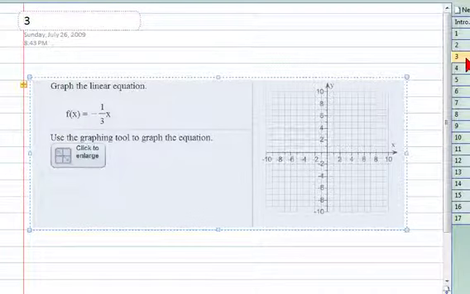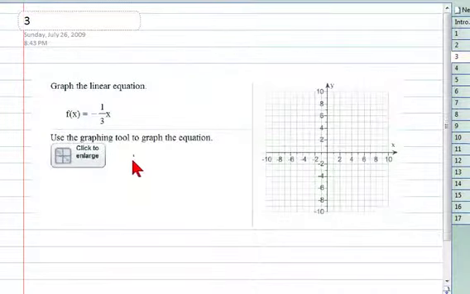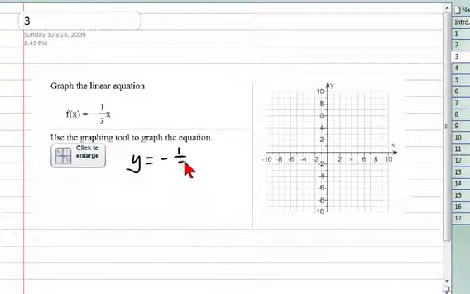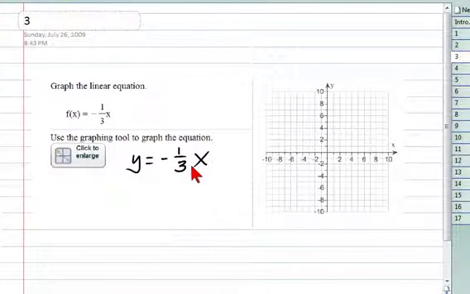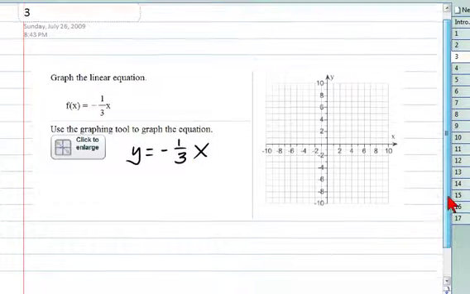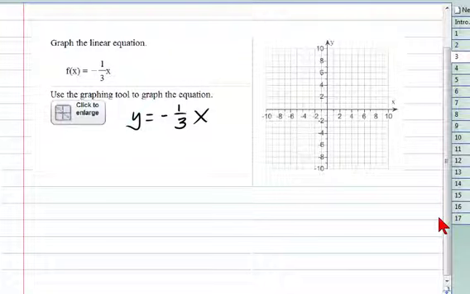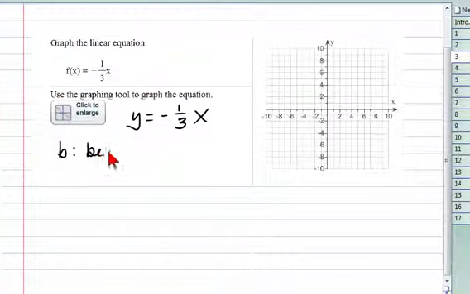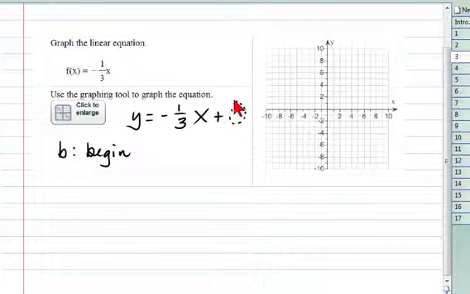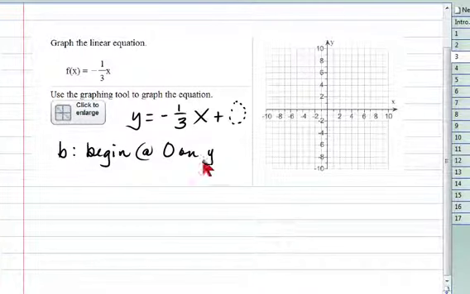You're asked to graph y is equal to negative 1/3 x. When you're given a fraction for the m value, great. You don't have to put it over 1. But you're given a negative value, so we need to talk about that. Where will I begin? Okay, I will begin at 0. Because there is no b value written, I know it's a 0. Begin at 0 on the y-axis.